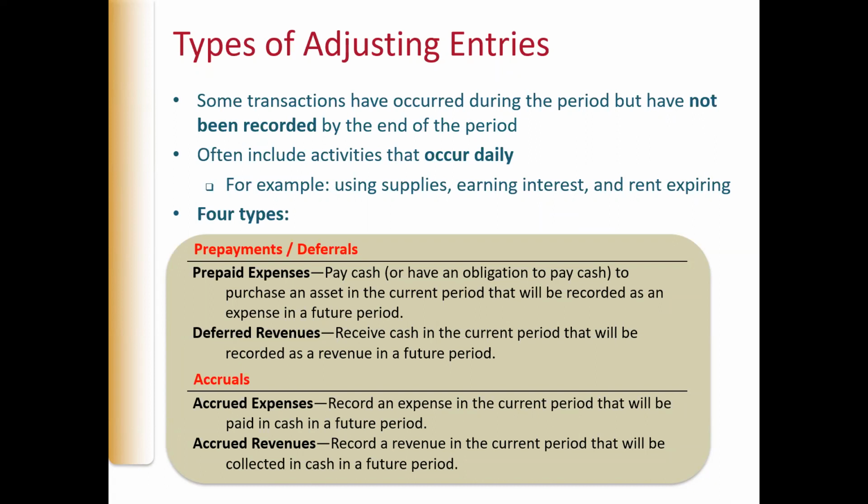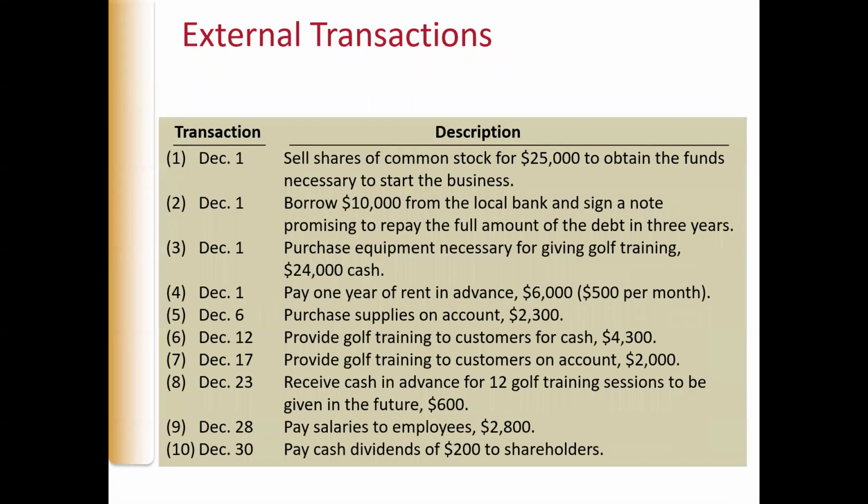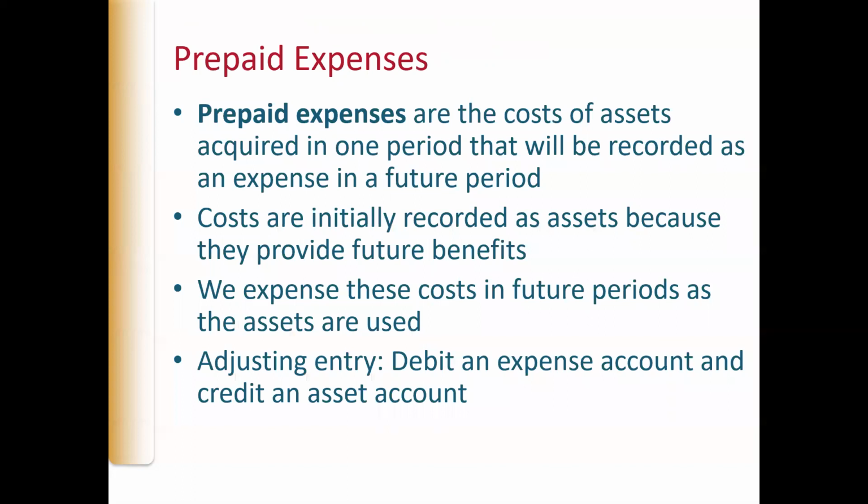Or we might have purchased rent 12 months in advance. And at the end of the year, we look and we go, wait a minute. We've used up 10 of those 12 months of rent. We need to record that. Do you see the various things I'm talking about? So, some of these external transactions, we record as they happen. But when we have something called a prepaid expense, which is the cost of an asset, it's acquired in one period, but it's going to get recorded as an expense in a future period.